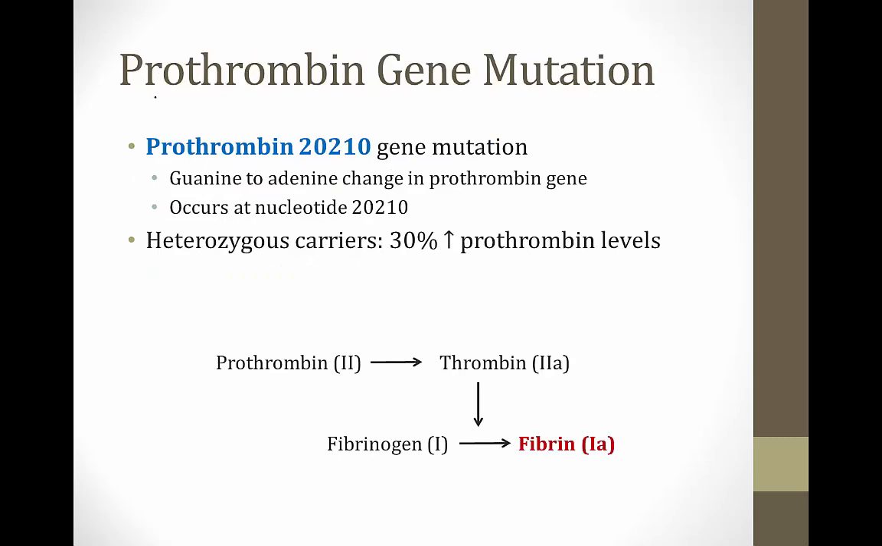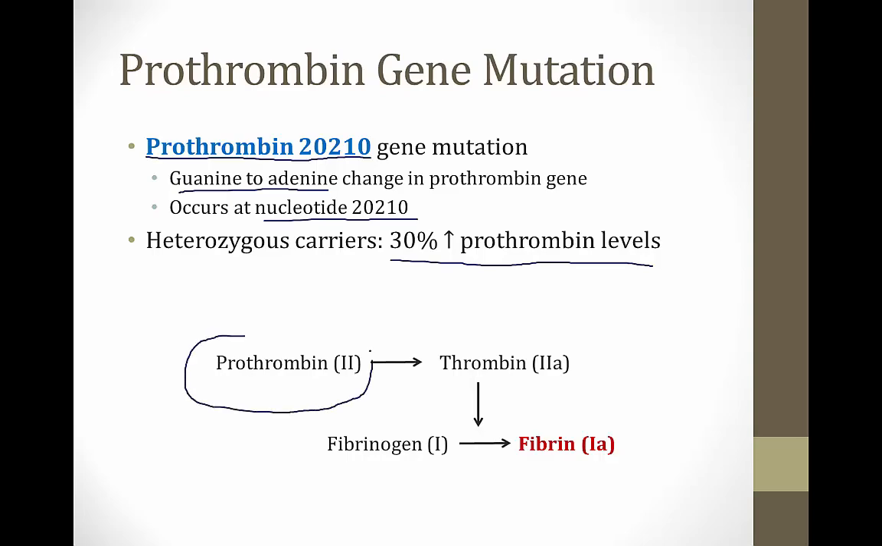Our next disorder is the prothrombin gene mutation. It's technically called the prothrombin 20210 gene mutation. It results from a guanine to adenine base change in the prothrombin gene that occurs at nucleotide 20210, hence the name. If you are heterozygous, meaning you have one prothrombin gene with this mutation, there is a 30% rise in your prothrombin levels. For homozygous patients, it's even higher. What this means is that patients with this gene mutation make excess prothrombin, and this places them in a hypercoagulable state.